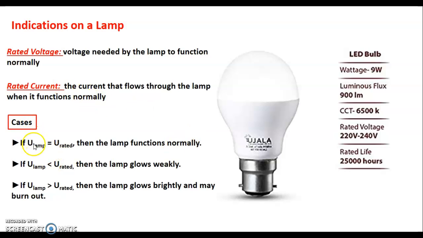We have three cases. If the lamp receives a voltage equal to the rated voltage, then it functions normally. If it receives a voltage less than the rated voltage, then it glows weakly. And if it receives a voltage greater than the rated voltage, then it glows brightly and may burn out. So this is the case in which the lamp may burn out.